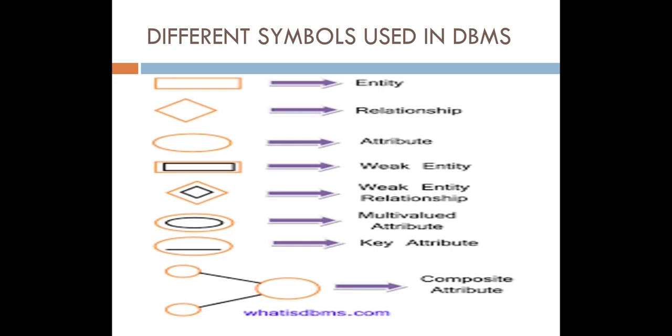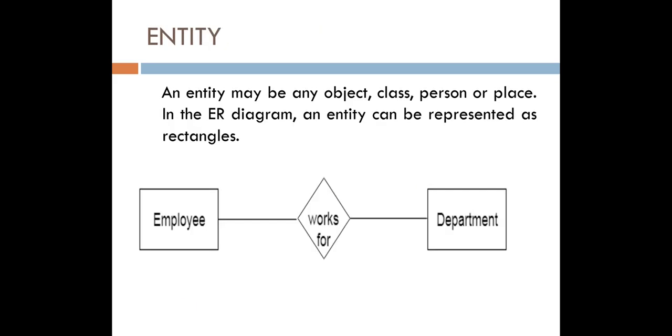Fifth one is the double diamond shape to represent the weak entity relationship. Sixth one is the double oval shape to represent the multi-valued attribute. Seventh one is the oval shape with underline to represent the key attribute. And the last one is the oval shape which is associated with the different oval shape to represent the composite attribute. So we will discuss all these points one by one. So first we will discuss the entity.